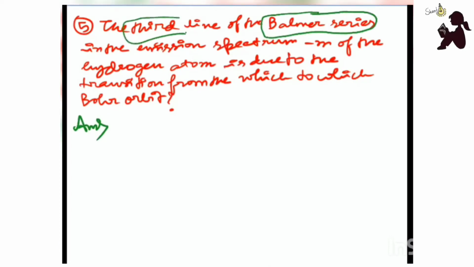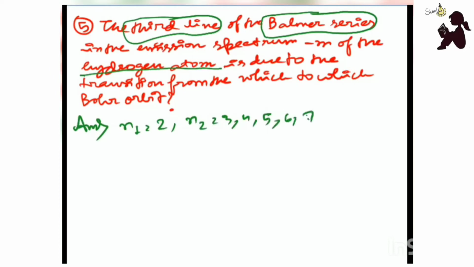Next, it is the third line of the spectral series of the hydrogen atom. Now we know where the Balmer series starts: n1 equals 2, and n2 can be 3, 4, 5, 6, 7, anything. So what they have said here, n1 to 2, that will be certain, right? But where has it gone to, the third line? The emission spectrum will be minus m.